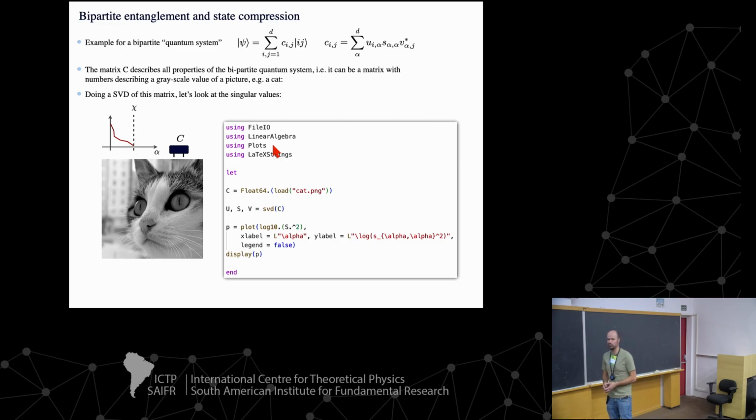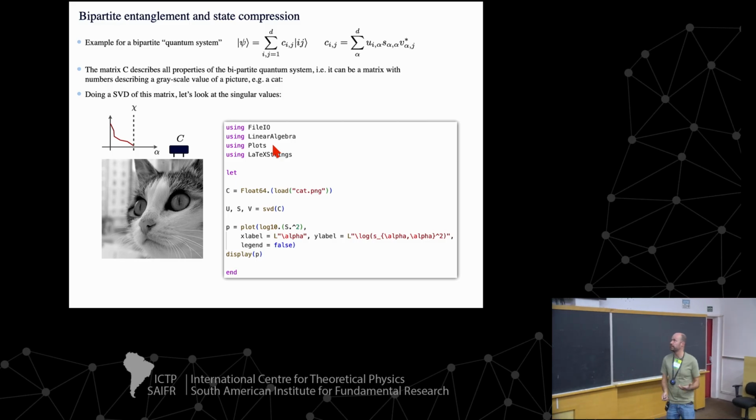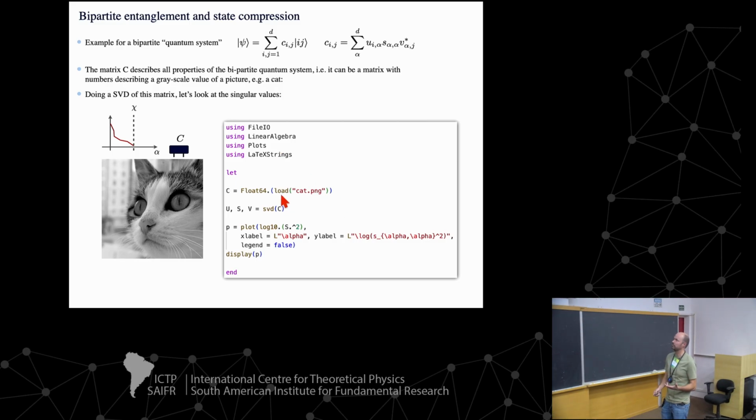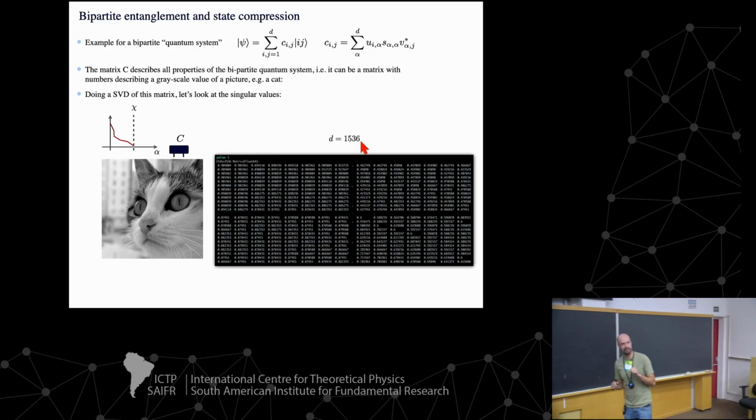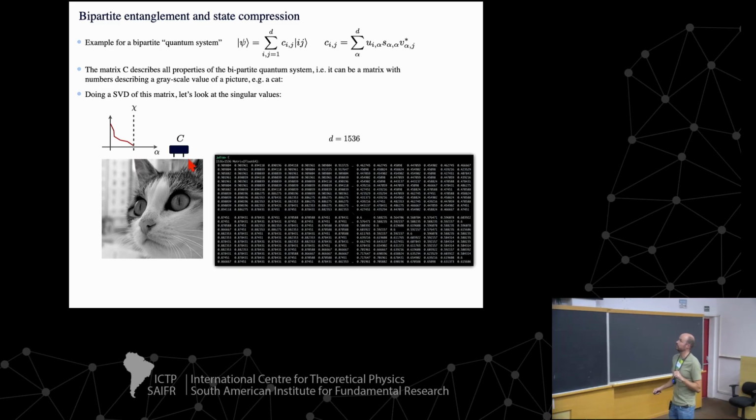And you can do this in Julia. You can read in a picture. If you have a PNG file, it just works with this load command. Then it's convenient to write these elements as floating point numbers. So if I do this thing here, I get something like that. For this picture here, I had a dimension of 1,536. So this would be my reduced Hilbert space dimension size, if you like. And now I get this big matrix with all of these numbers, and each of these numbers tells you how dark or how bright this point is.